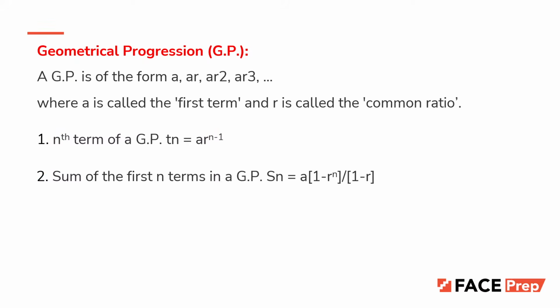Now let's go for geometric progression. In geometric progression, we check for a common ratio. In arithmetic progression you checked the common difference, but for geometric progression we have to look for whether it has a common ratio. So how may you identify a common ratio? Let me give you a number series.